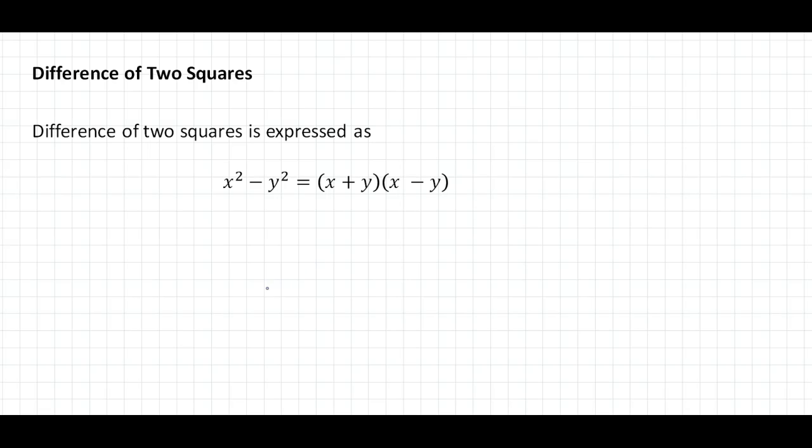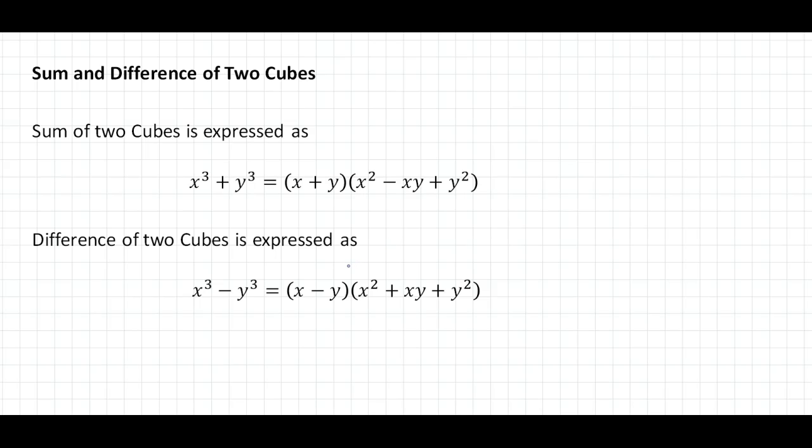Now we want to look at the difference of two squares. When you have two squares, so this x squared and y squared, these represent perfect squares. So all we're saying here is that if you have a difference of two perfect squares, you just have x plus y multiplied by x minus y.